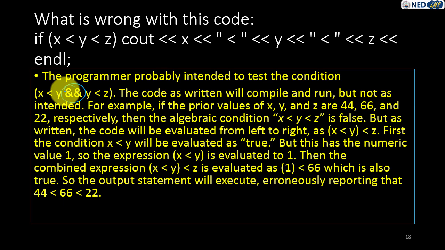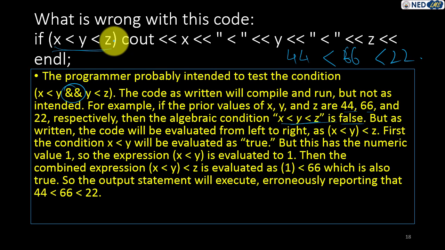For example, if the values of x, y and z were 44, 66 and 22, then the algebraic condition is false, because 44 is less than 66 is less than 22 does not hold. But the code will be evaluated from left to right, because we have the same precedence here, since we have the same operator. We are checking whether x is less than y and then less than z.